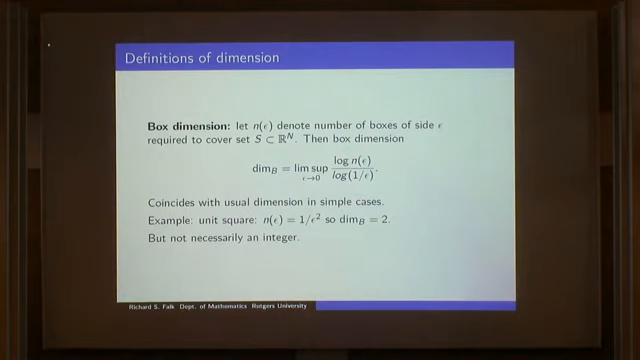N of epsilon is the number of boxes of side epsilon required to cover your set. And then you take this limit, and the limit is the box dimension. And as I said up there, it coincides with the usual dimension in simple cases. So if I just had the unit square, well, how many boxes would I have? I would have 1 over epsilon squared. So I take the log of 1 over epsilon squared over the log of 1 over epsilon, and I get 2. And you'll be happy to know that that would be the dimension of a square. Okay, but you could also get something that was not necessarily an integer.